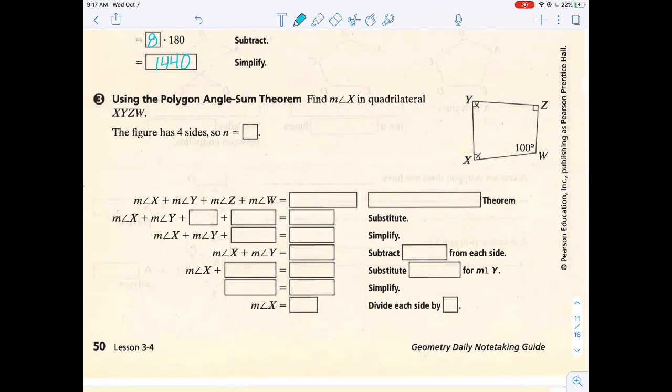Number 3, using the polygon angle sum theorem, find the measure of angle x in quadrilateral XYZW. The figure has 4 sides, so we know n is 4. If we solve this out, 4 minus 2 times 180. 4 minus 2 is 2. 180 times 2 is 360. So if we add them up, it has to add to 360 by the polygon angle sum theorem.